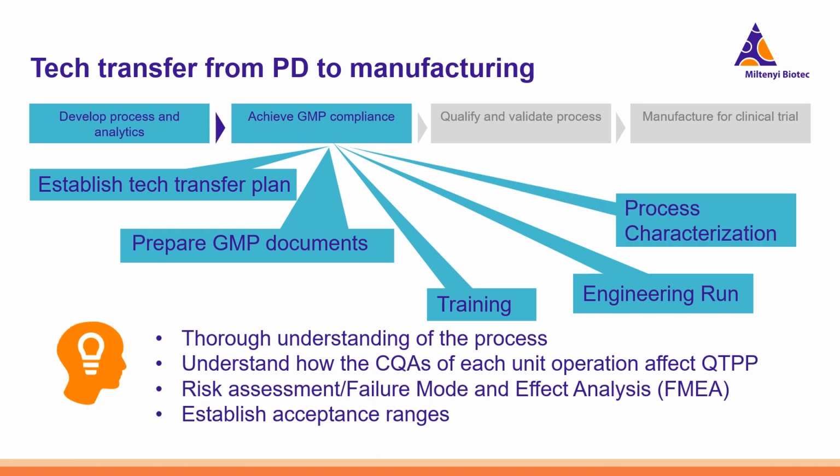The process also needs to go through something called a characterization, which means that thorough understanding of the process is gained. And in particular, what's important to know is how the critical quality attributes of each unit operation affect the final product quality. In addition, it's important to do risk assessment and something called a failure mode and effect analysis, as well as defining the acceptance ranges for the product.